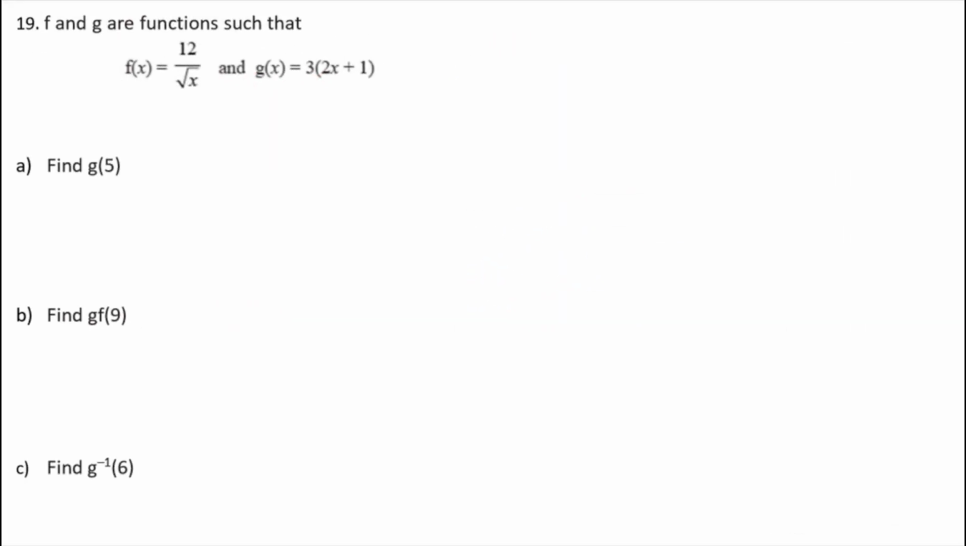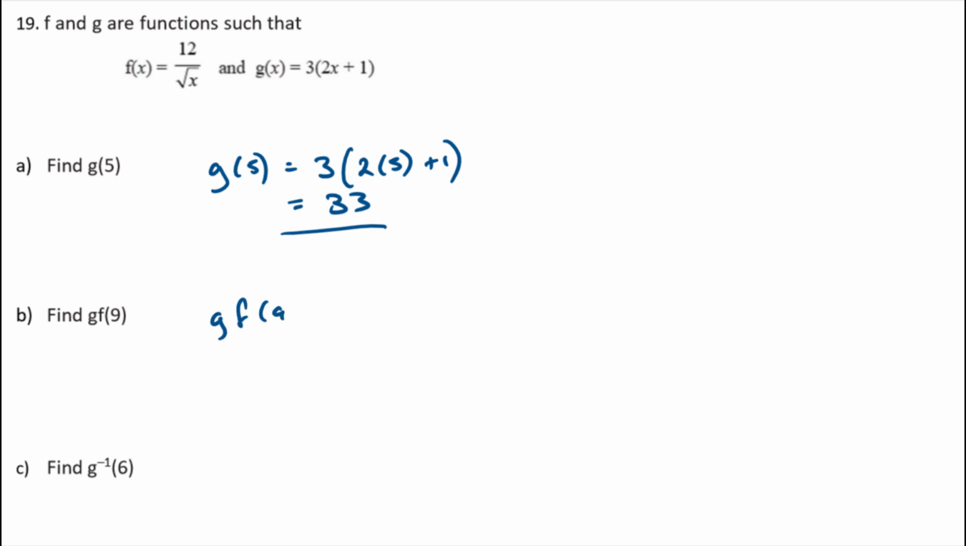Question 19. f and g are functions such that f of x equals 12 over root x and g of x equals 3 lots of 2x plus 1. Right, find g of 5. Okay, well g of 5 is just taking my g of x and replacing x with 5. So that's going to be 3 lots of 2 lots of 5 plus 1. So 2 lots of 5 is 10, plus 1 is 11, times 3 is 33. So g of 5 is 33.